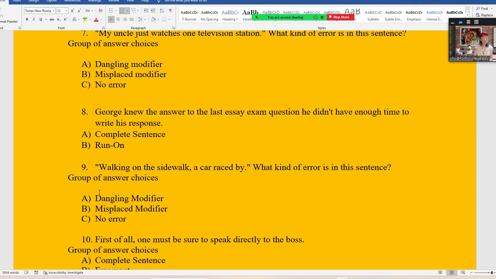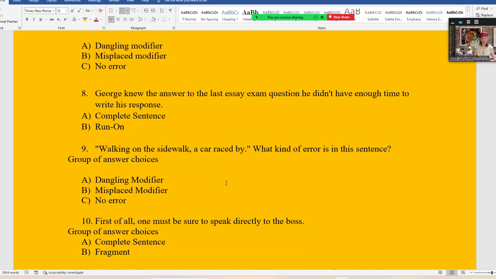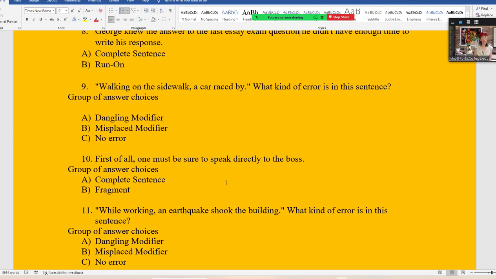Is this a complete sentence or a run-on? Run-on. It's a run-on because you need to have a period here. Walking on the sidewalk, a car raced by. What kind of error is in this sentence? Is this a dangling modifier? Yes, dangling.